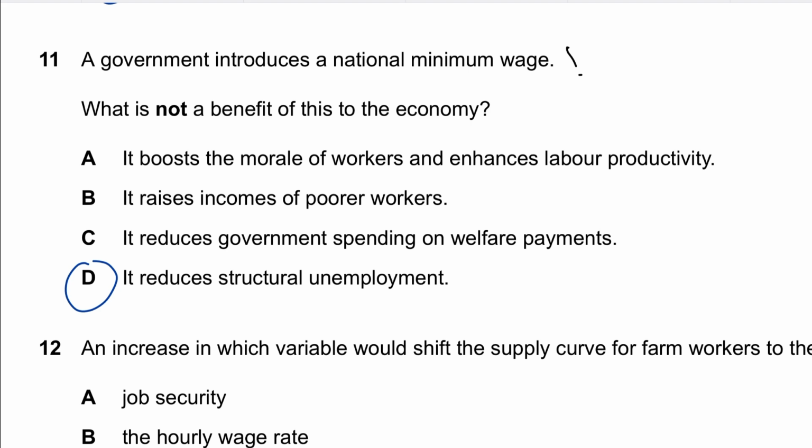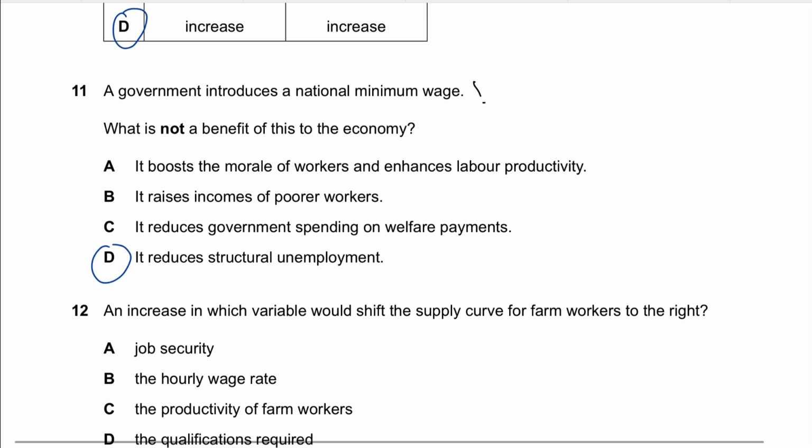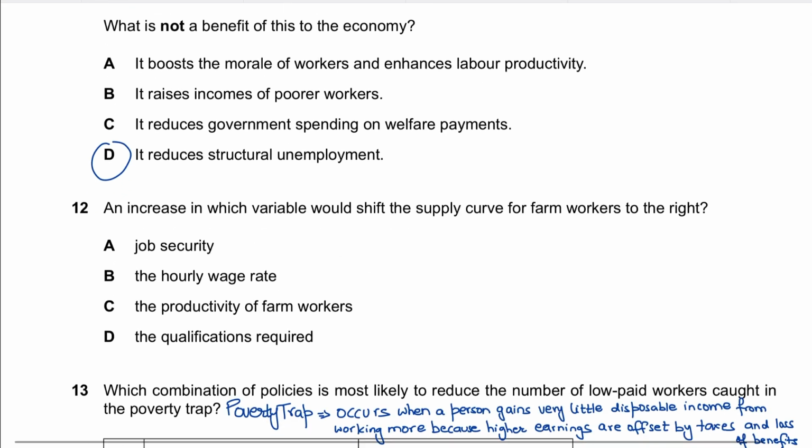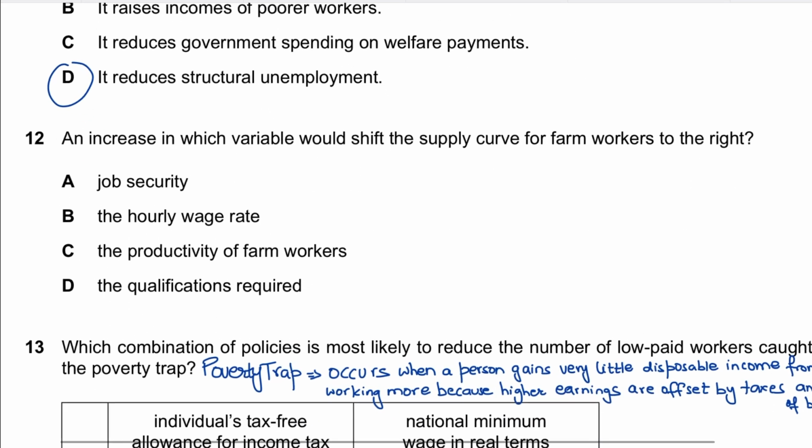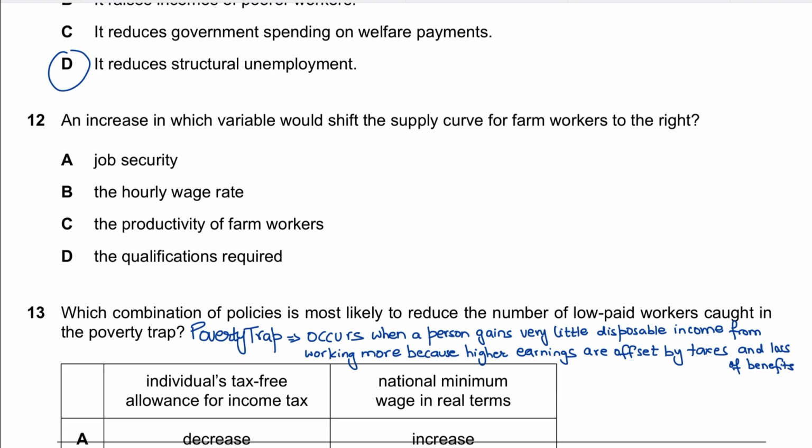That's why question number 11, D for David, is the correct answer. Question number 12 says, an increase in which variable would shift the supply curve for farm workers to the right? The correct answer has to be A for Al.